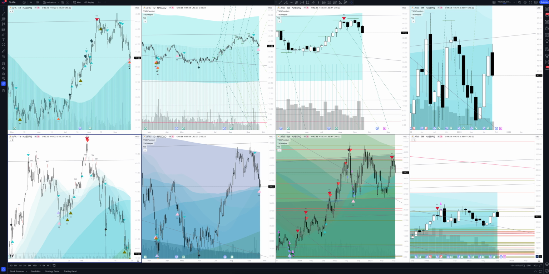Today we will take a look at APA Corporation stock. Let's analyze the market situation and find out how you can make money on it. Let's start.